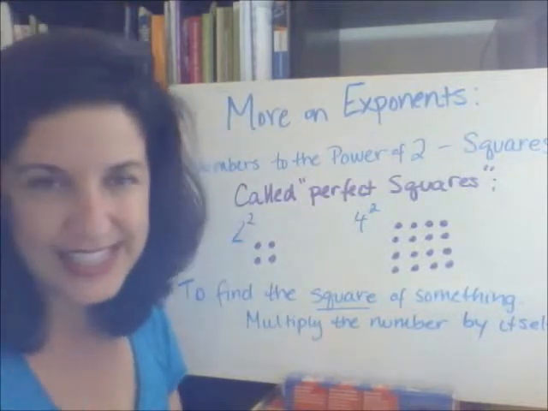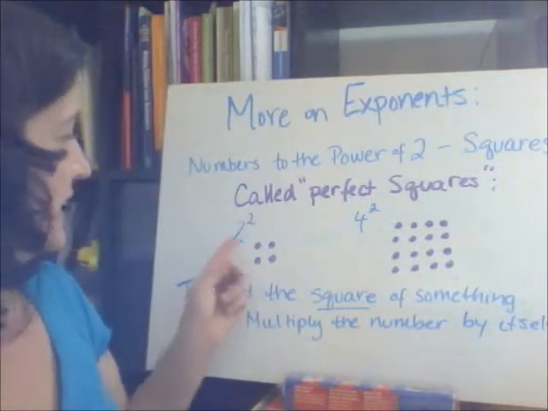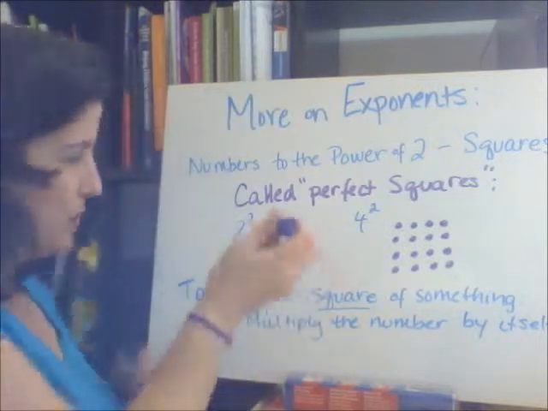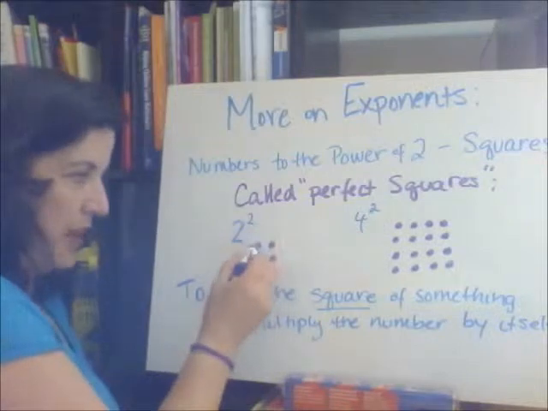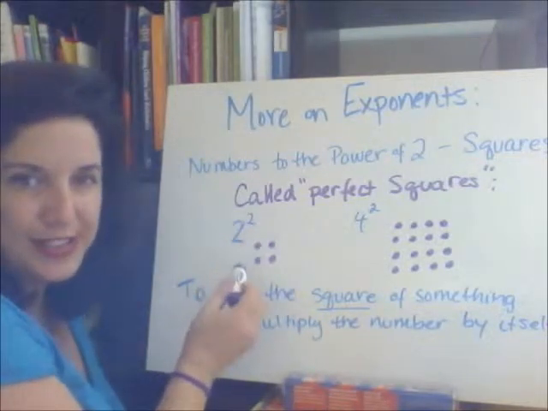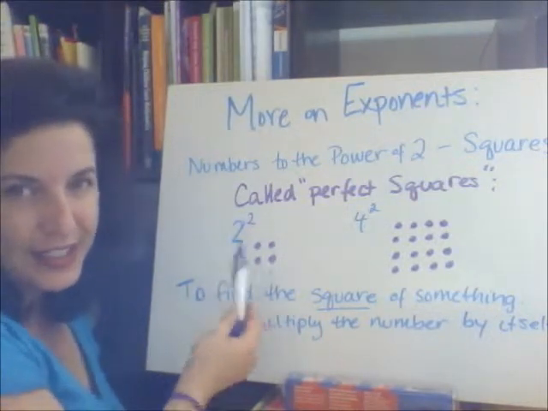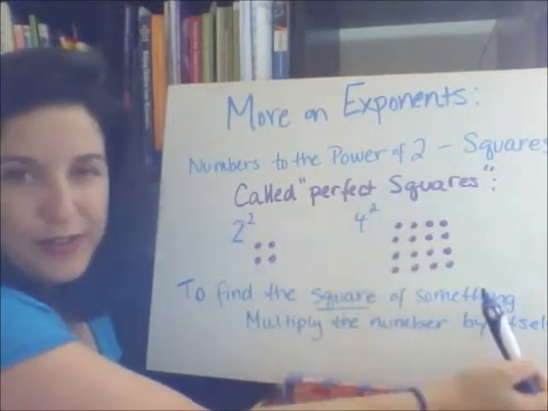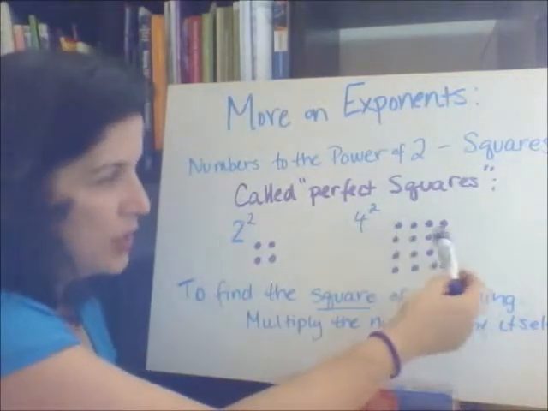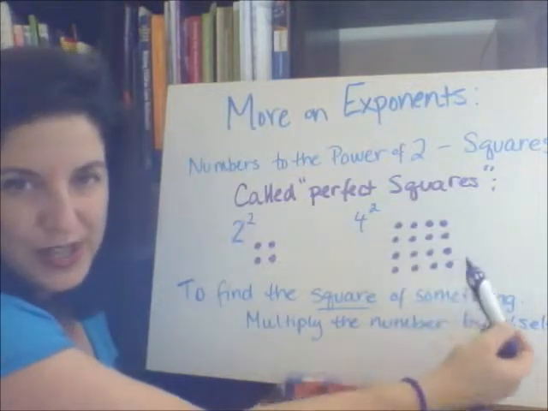Okay, and we looked at this in class, but the reason why is because this is a visual depiction of 2 to the power of 2, and there we have it, 2 across and 2 down. That's how you would find the area of a square. Okay, so the same here. This is 4 to the power of 2, and here it is visually depicted. 4 across and 4 down makes a perfect square.